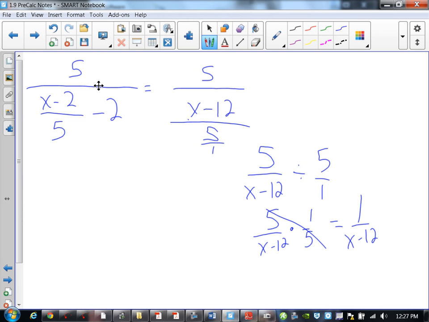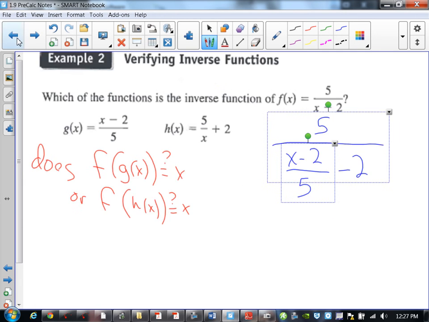If I do the same thing with the other one, can I go back to the first page, what they had, the h of x? The other one said start with the h of x equation and surround it with the f. I can cross multiply. Fraction equal fraction, cross multiply.